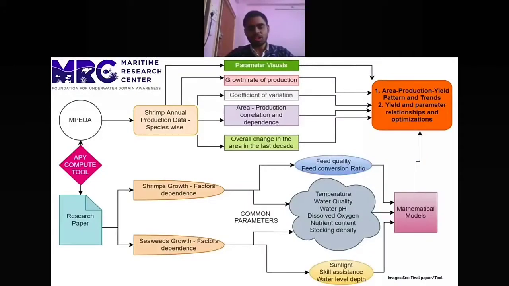And the last thing is the overall change in the area in the last decade, because we are also trying to see that since we are only using 10%, we should try to enhance it at least up to 20 or 30%.